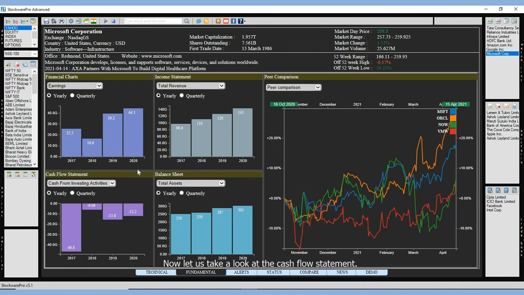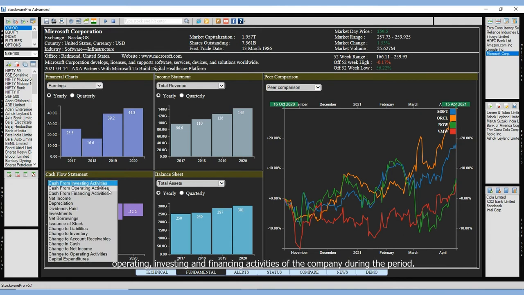Now let us take a look at the cash flow statement. While the income statement includes all cash and non-cash revenue and expenses, the cash flow statement shows the exact amount of a company's cash inflows and outflows over a period of time. It gives information about the cash receipts, cash payments, and the net change in cash resulting from operating, investing, and financing activities of the company during the period.